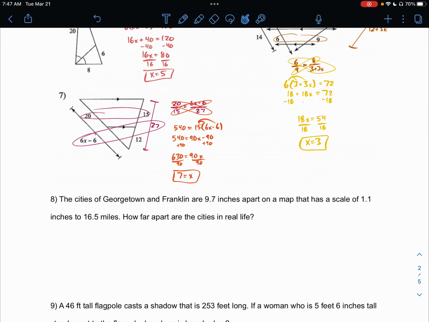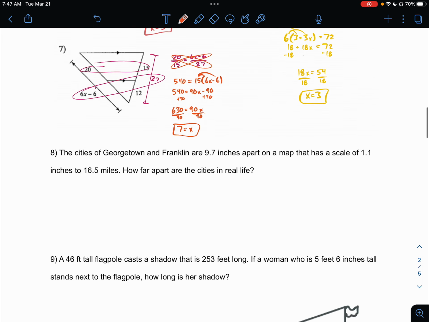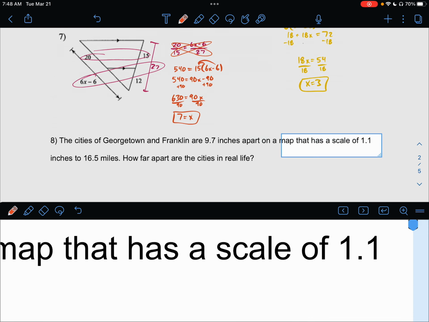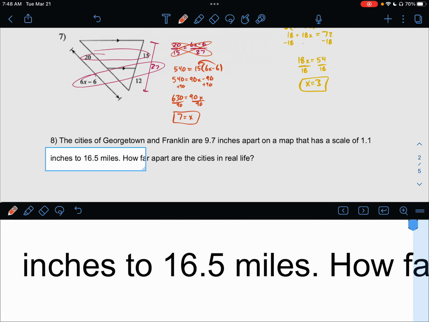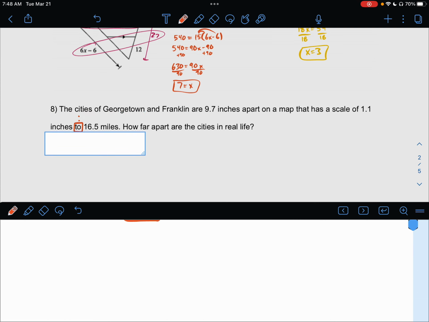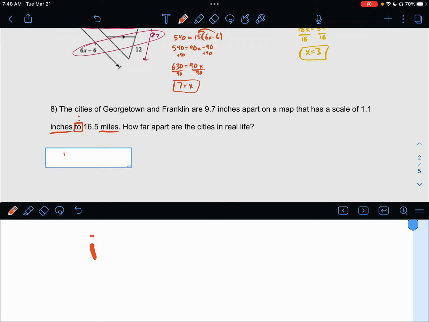All right. Number 8. So with this one, the cities of Georgetown and Franklin are 9.7 inches apart on a map that has a scale, so that's a scale factor, of 1.1 inches to 16.5 miles. I see that word "to". We know that that word "to" is going to become that colon when we set up a ratio, or that fraction bar. So what I can do here, I'm comparing inches to miles. So remember, we have to keep our consistency with word problems like this. So I can say inches over miles.